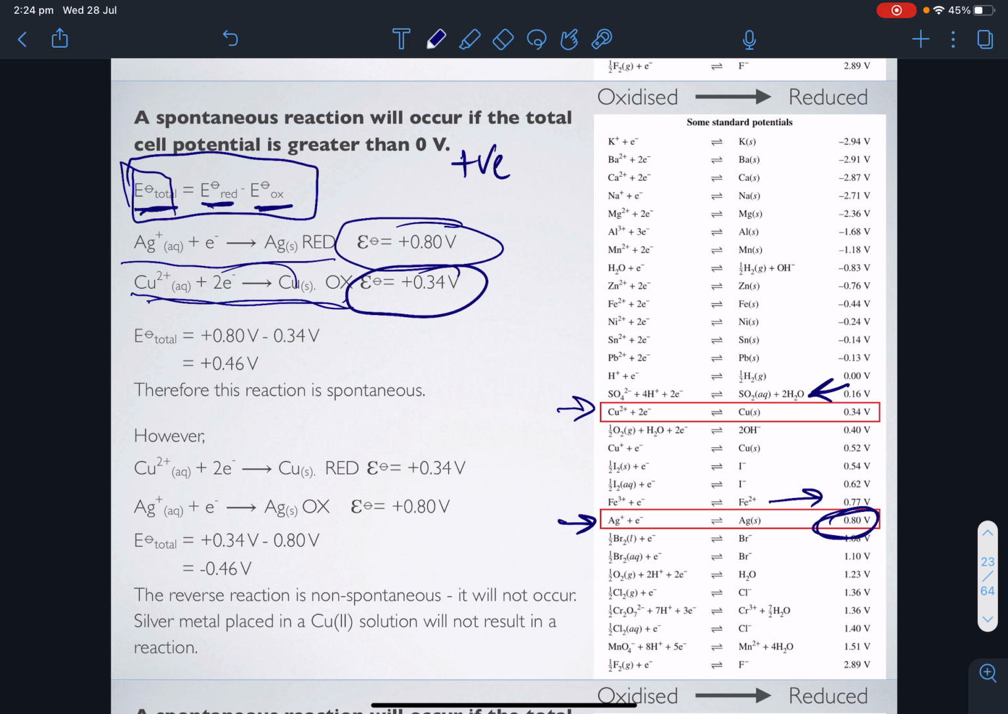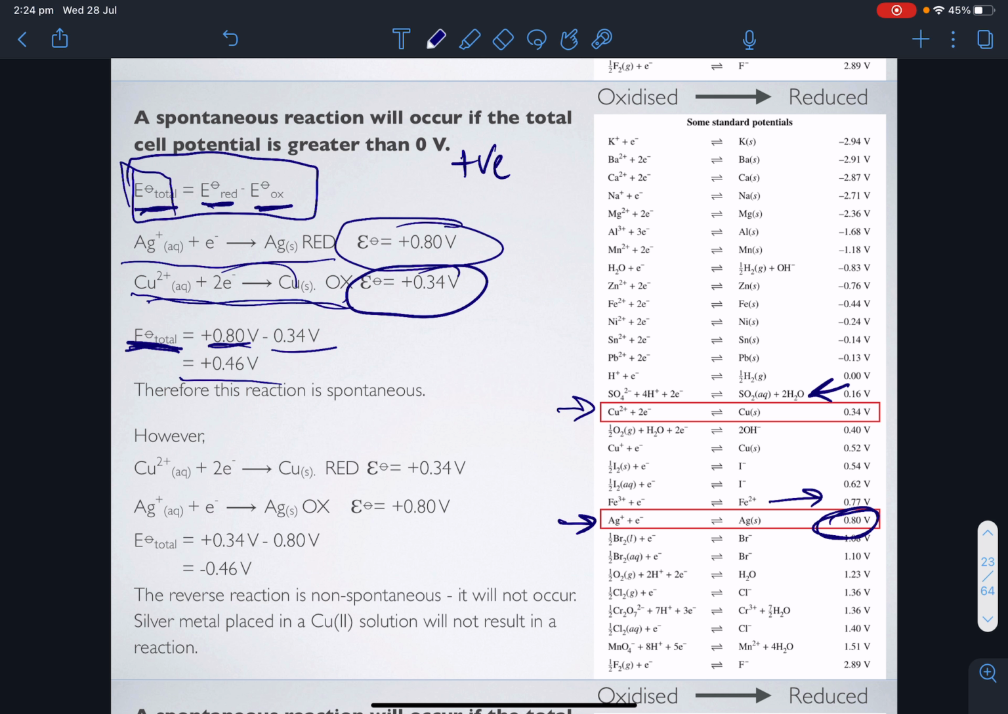So what I just need to do is start substituting in this formula. The total voltage of this reaction is going to equal my half cell voltage for my reduction, which is the silver, 0.80 positive, minus the oxidation half. The oxidation half is 0.34 positive, so minus 0.34. Put that in your calculator and you get 0.46, or positive 0.46.